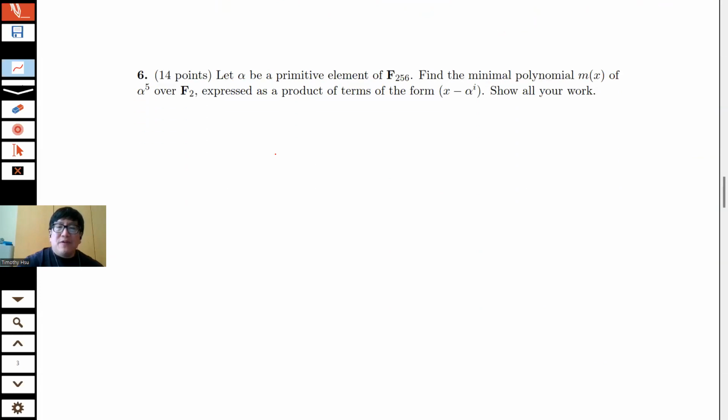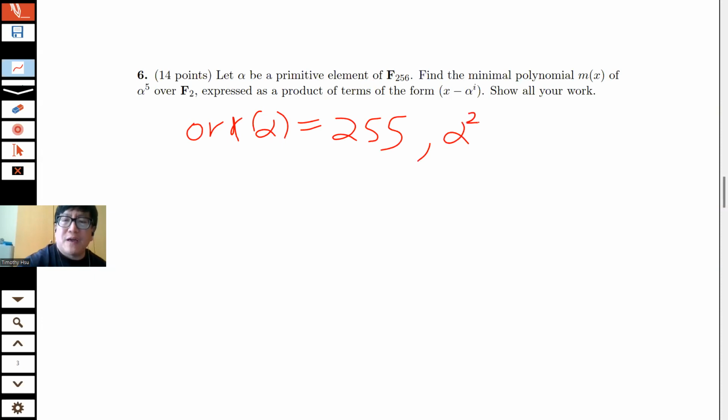Let alpha be a primitive element of F256. And so, yeah, here's that q minus 1 again. So the order of alpha is 255, which means that alpha to the 255 is 1. Good way to remember it. So find the minimal polynomial m of x of alpha to the 5th over F2 expressed as a product in the usual way. So the orbit of alpha to the 5th is going to be alpha to the 5th.